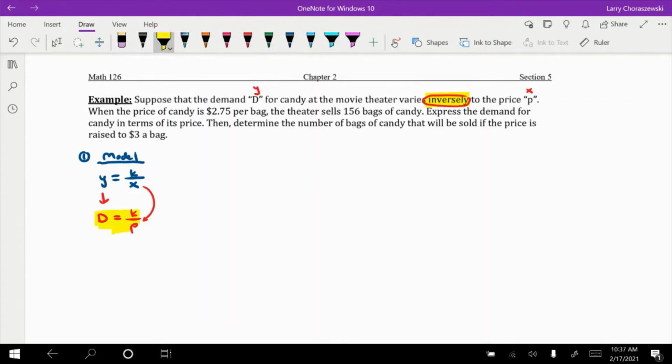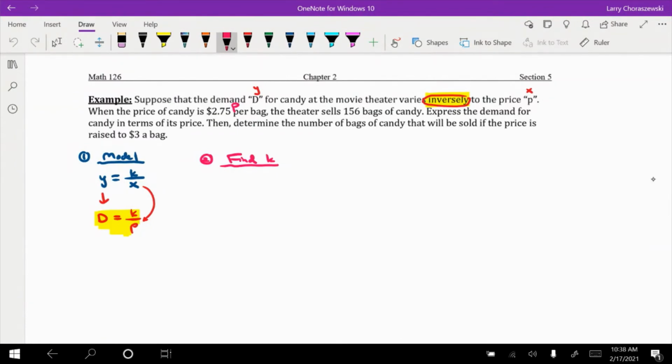So we'll work with this version of our inverse variation, and we'll proceed to find k. And how will we do that? Well, that's where the information in our second sentence helps. It says when the price of candy is $2.75. That's a particular value of p. The theater sells 156 bags of candy. So when the price is $2.75, the general public want and purchase 156 bags of candy.